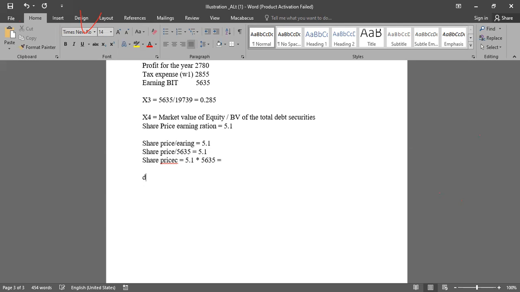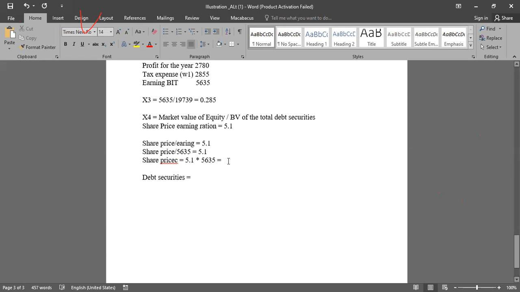Now you can look at the debt securities. You just look in the balance sheet and you must find that debt, long-term debt specifically.